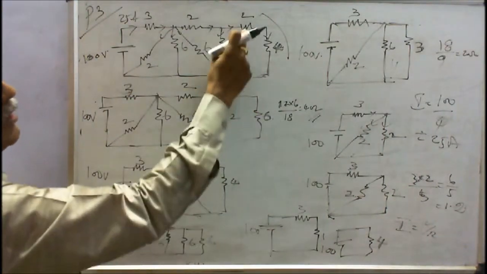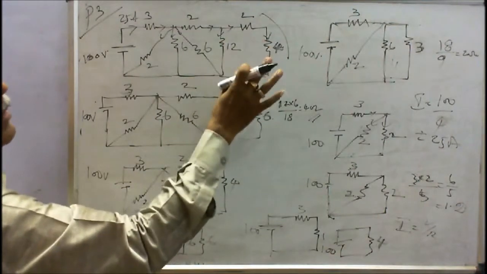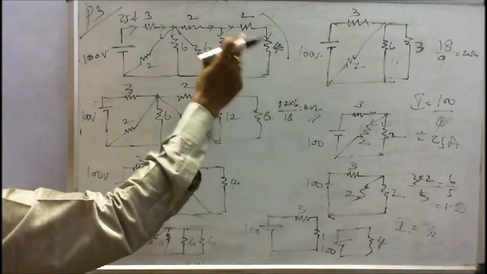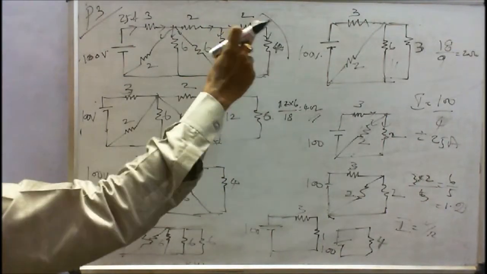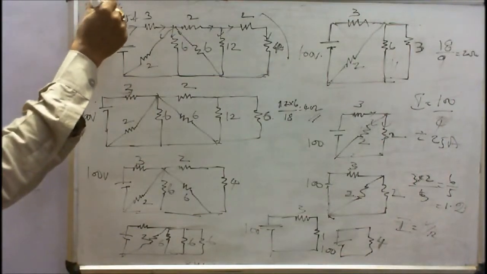At 12 and 6, that is 2 and 4 are in parallel. The 12 and 6 is parallel, correct. 2 and 4 is not in parallel. This is series. First we have to combine these two. So the current flowing in the 2 ohm resistance is the same as in the 4 ohm resistor. This is the exercise problem I have worked out. This is a very important university problem.